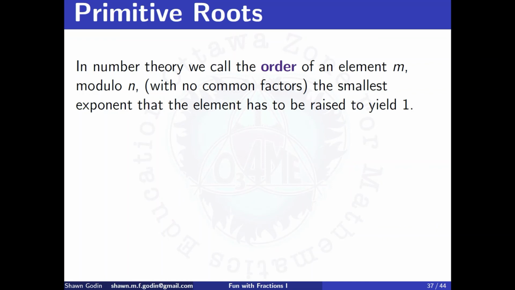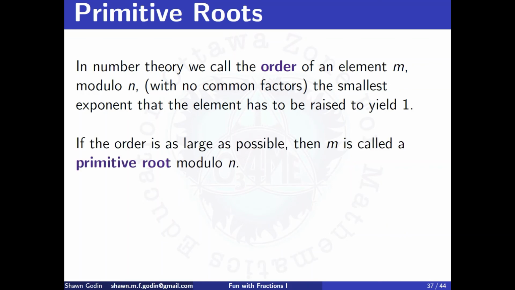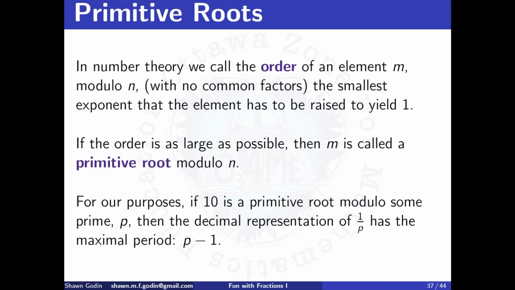In number theory, we call the order of a particular element modulo n, as long as they don't have any common factor, the smallest exponent that we have to raise that number to give us 1. And if that order is as large as possible, then that number m is called a primitive root modulo n. And again, for us, if 10 is a primitive root modulo some prime, then the period of the decimal representation is going to be as big as possible, that is, p minus 1.